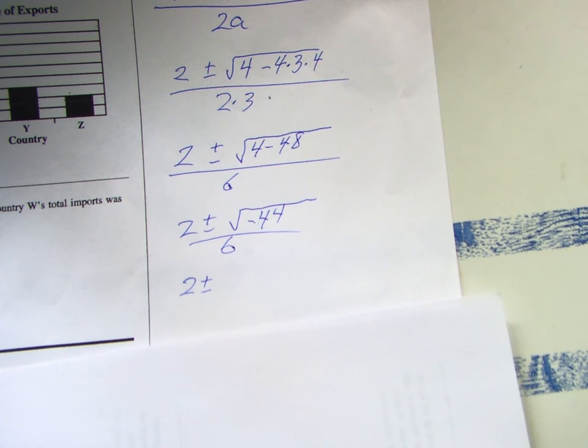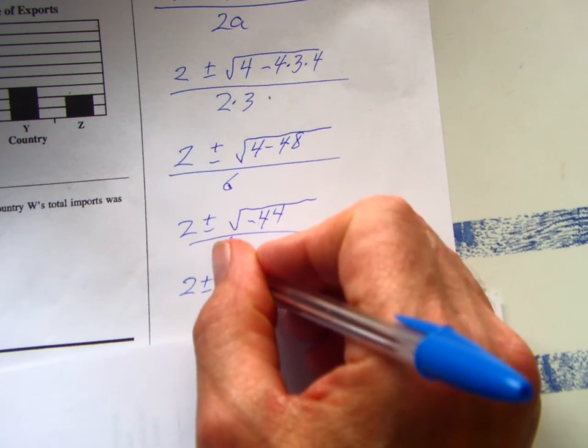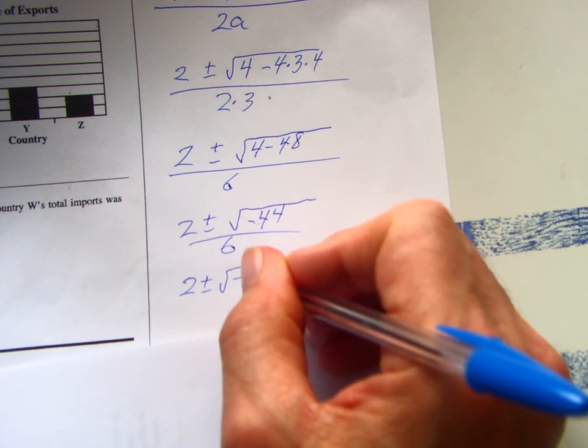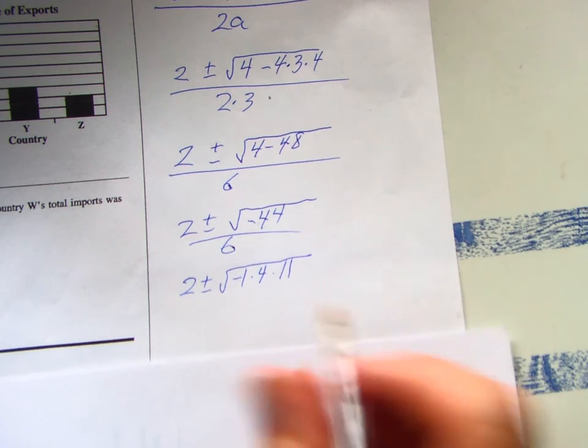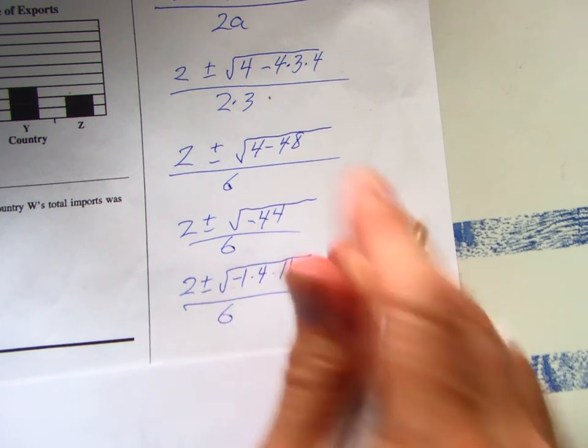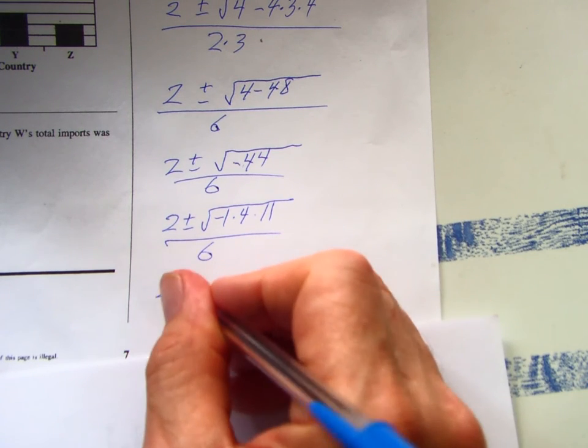So you know what? They call the square root of negative 1 I. It's just an imaginary number. They call it an imaginary number. I times I is negative 1. So you could write this as the square root of negative 1 times 4 times 11 divided by 6. So now we got 2 plus or minus.